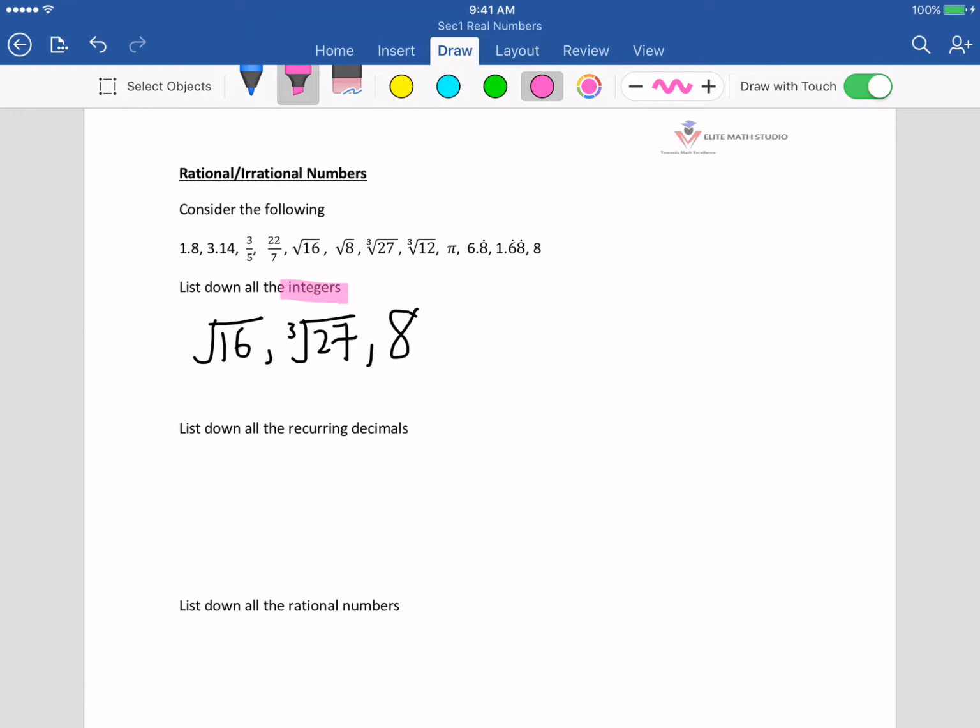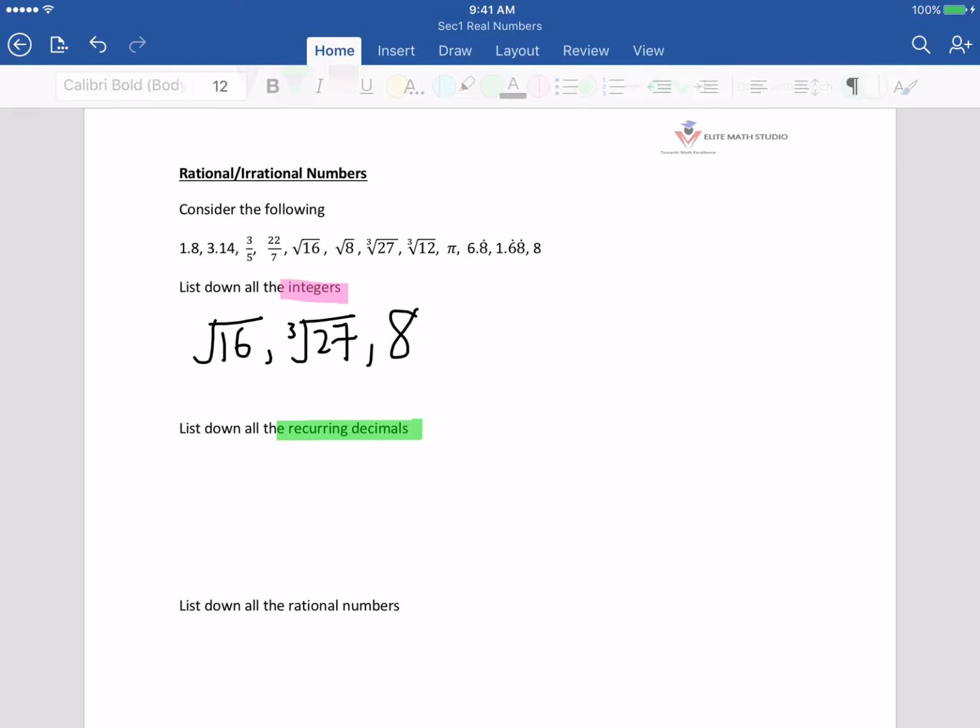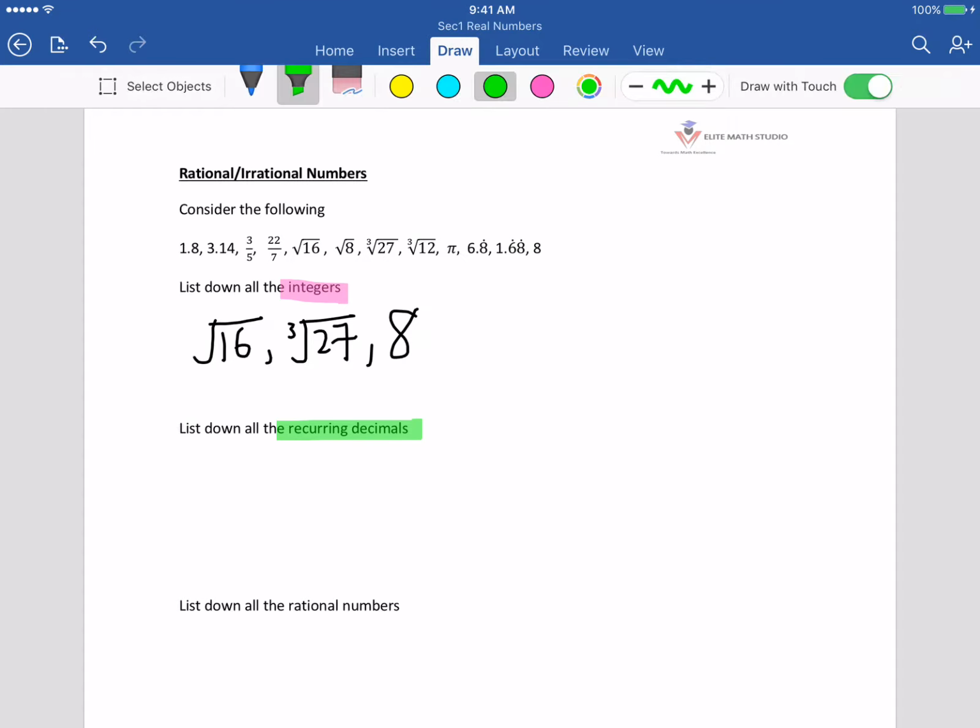The next one, the question wants me to list down the recurring decimals. So what are recurring decimals? Let me see. The first one would be 6.8 with a dot. The next one will be 1.68 with dots. Any more recurring decimals? Let me see, there shouldn't be. Okay, can.